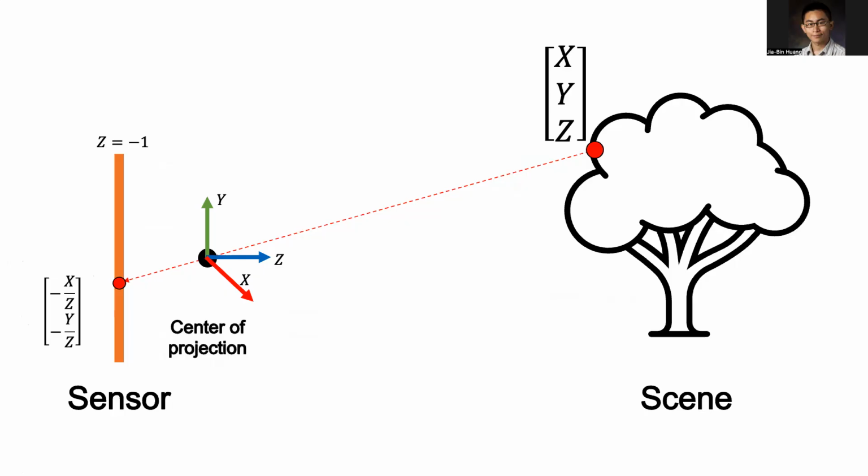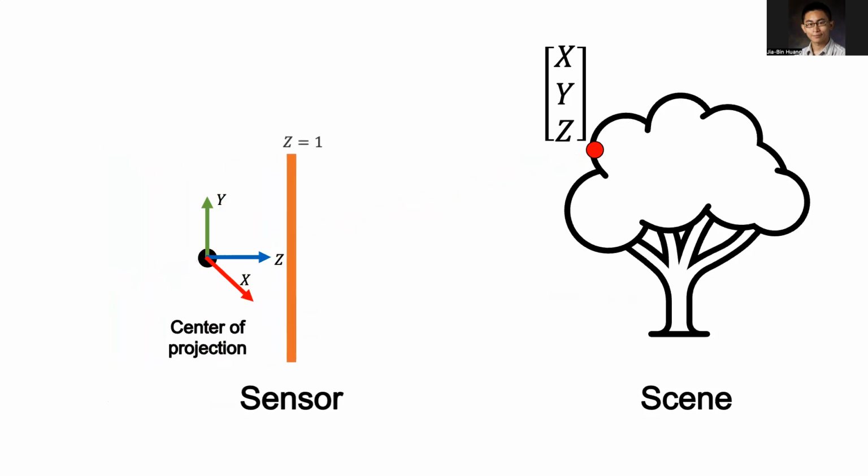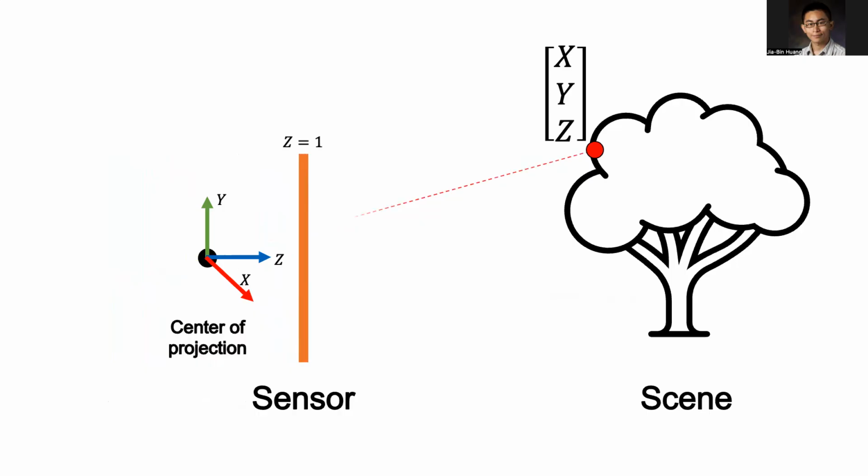But we don't really like these negative numbers, right? This negative sign is annoying every time I need to write it. So a typical thing people do, even though it's not physically correct because the sensor is behind the center of projection, is that mathematically I can move the sensor in front of the center of projection, and then I get rid of that minus sign. Okay, I get this one.